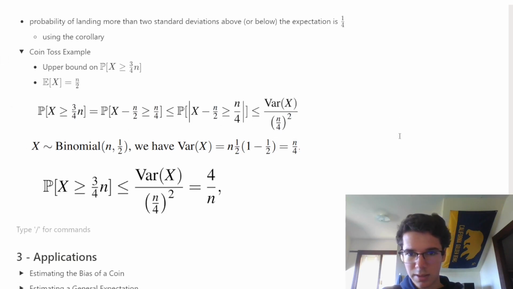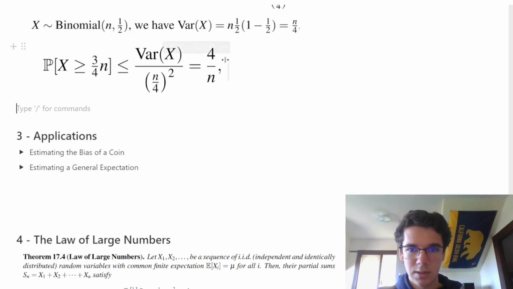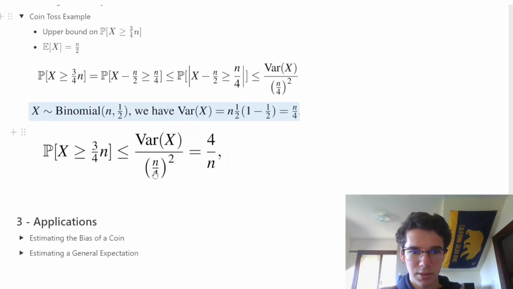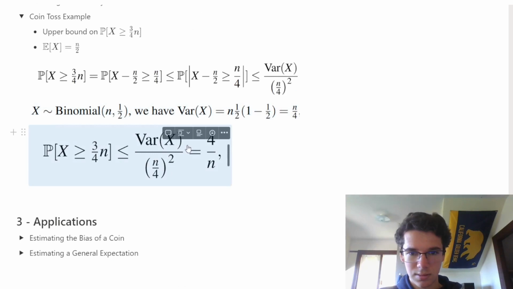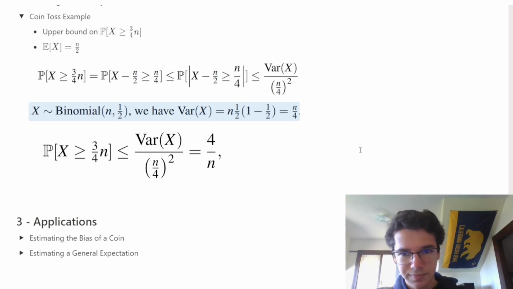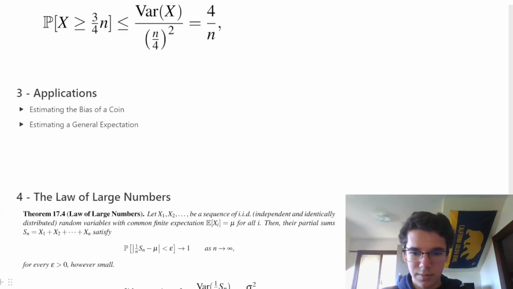And then from there we can calculate the variance of X divided by n over 4 squared. And I guess just using the binomial distribution, we can plug this in and achieve that, so the variance just becomes n over 4. All right, so that's that. Let's move on to some applications.